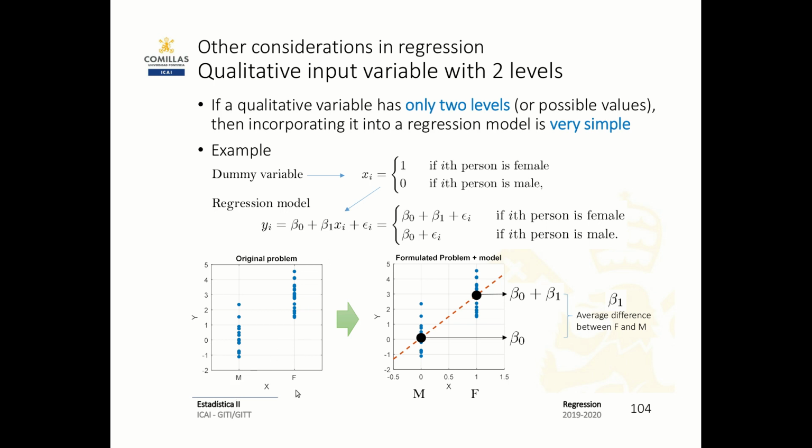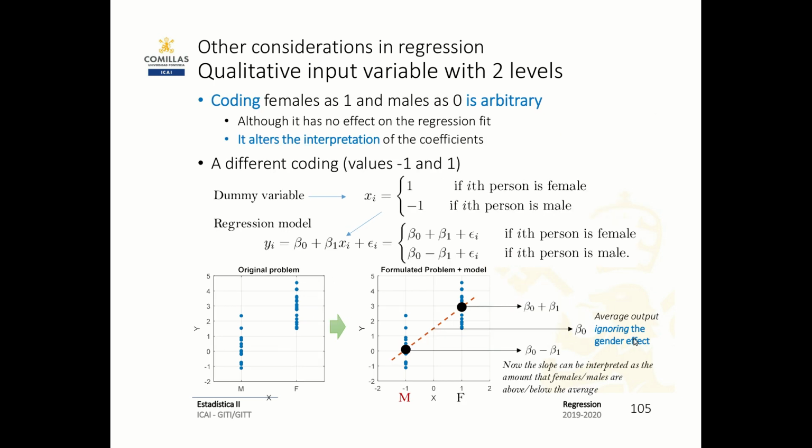So here let's say that we have some number of observations for males, females, and then this would be the regression line that we are fitting. So yeah, actually it is important to note that beta 1 is the average difference between males and females. And the encoding of 0 and 1 is arbitrary, so we could encode in any other way.